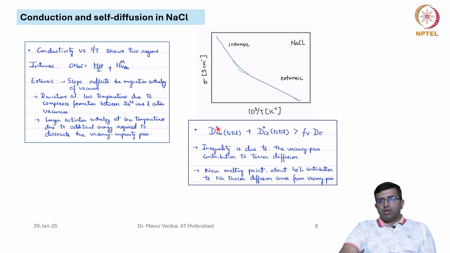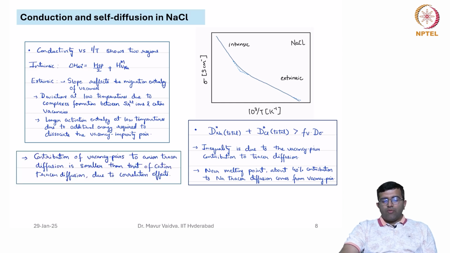If you try to sum the sodium and chlorine diffusivity, it is greater than Fv times D sigma, that is, the correlation factor multiplied by the charge diffusivity. This inequality stems from the fact that the vacancy pair also contributes to the tracer diffusion. In fact, near the melting point, about 40% of any tracer diffusion comes from the vacancy pair. So, you can see that as you go higher and higher, this kind of contribution can increase.